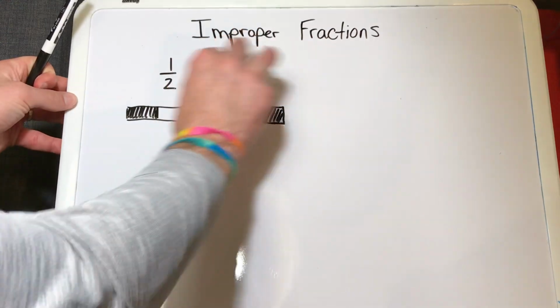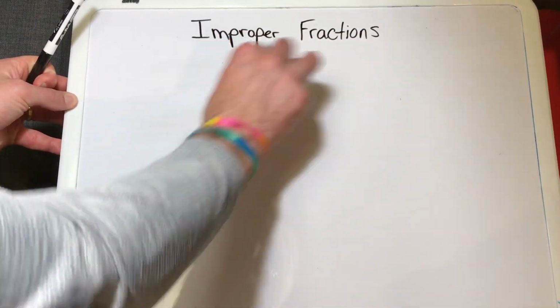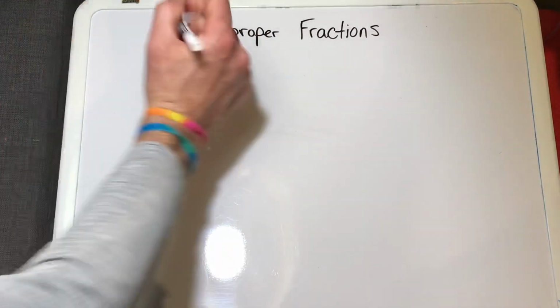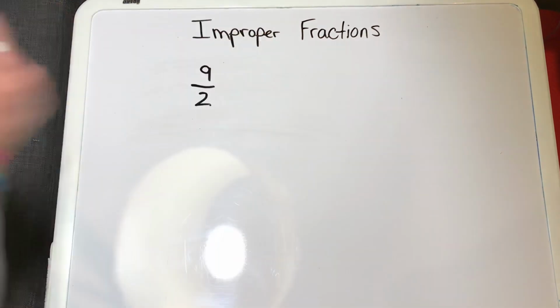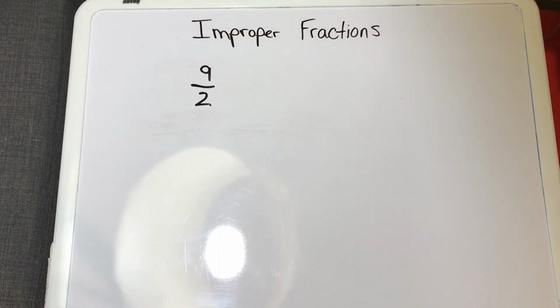Now, if we think about improper fractions, what that means is that the number on the top is actually bigger than the number on the bottom. So in this case, we have 9/2 of something. We want to turn that into what's called a mixed number. We want to know how many wholes we have, and then what fraction we have left over.